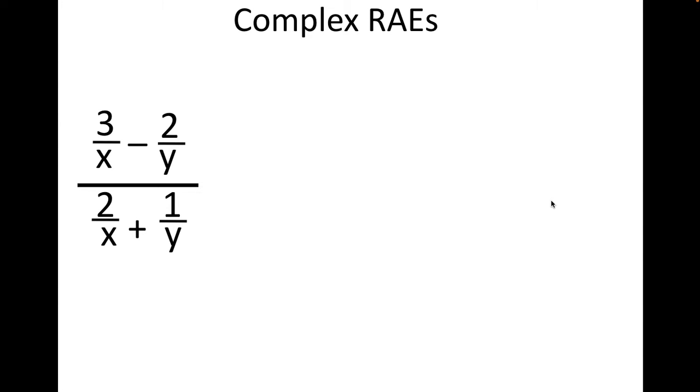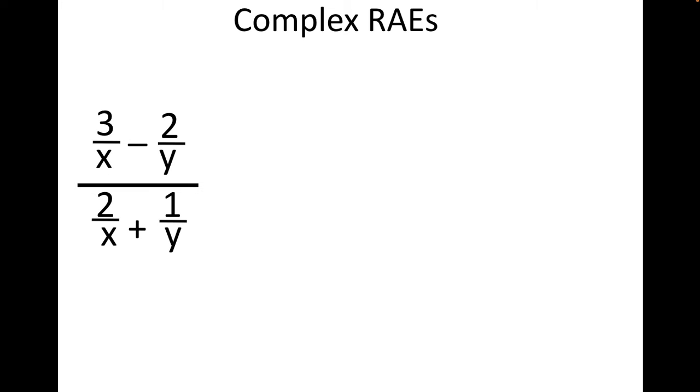Complex rational algebraic expressions can be solved by doing a long, laborious process of following order of operations. It also can be solved with a quick technique that you will see here. So we have 3 over x minus 2 over y, all over 2 over x plus 1 over y.